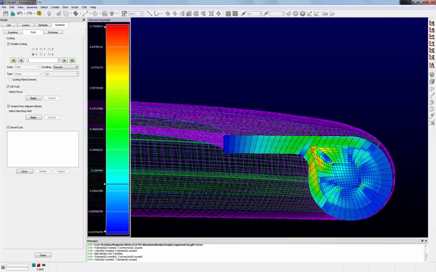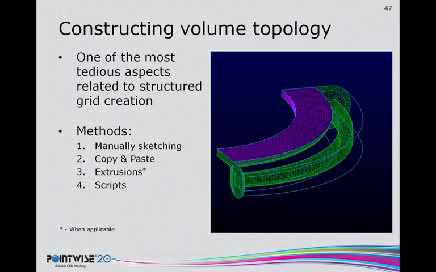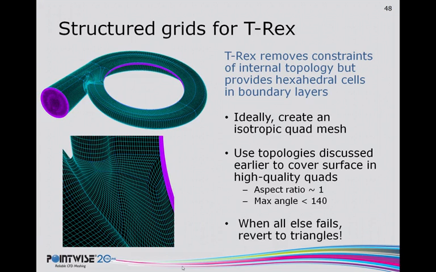So I hope that conveys how you can generate some of these structured grids very quickly and efficiently. Now going back over to the slides, just to wrap up, the last thing I'll talk about is using structured grids for T-Rex. T-Rex now allows you to create these hex layers in an unstructured block, and that really is the best of both worlds because you don't need to worry about the internal topology, but you're able to obtain hexahedral cells in your boundary layers, which are critical for resolving those gradients for reasons that we discussed earlier.